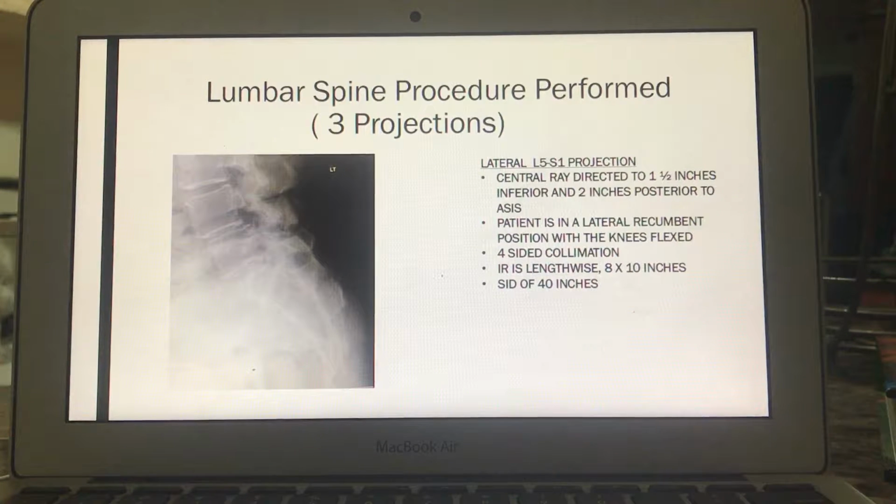Now, for the lateral L5-S1 projection, some things changed. The central ray was directed now to 1.5 inches inferior and 2 inches posterior to the ASIS. The patient was still in a lateral recumbent position with the knees flexed, and the IR was still lengthwise. However, the size decreased, going from 14 by 17 to now 8 by 10 inches, and the SID was still the same at 40 inches.